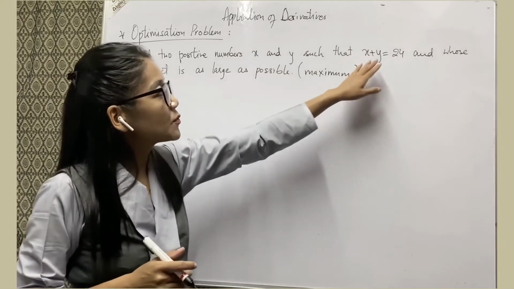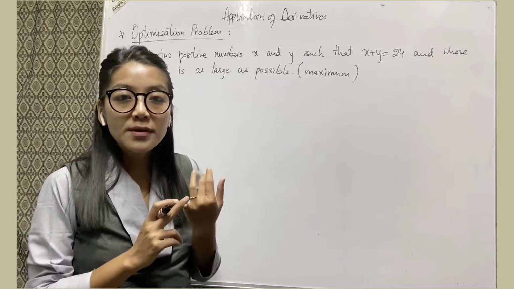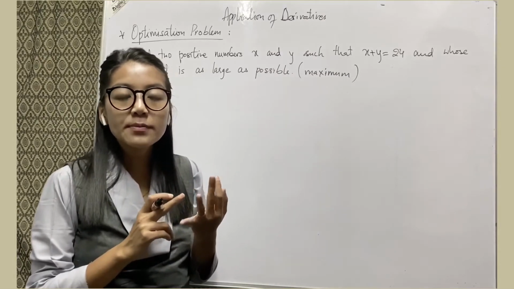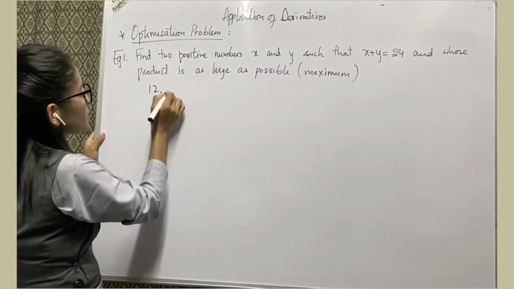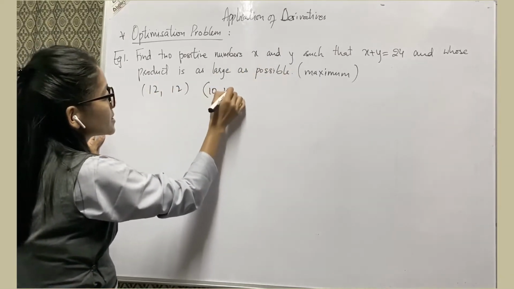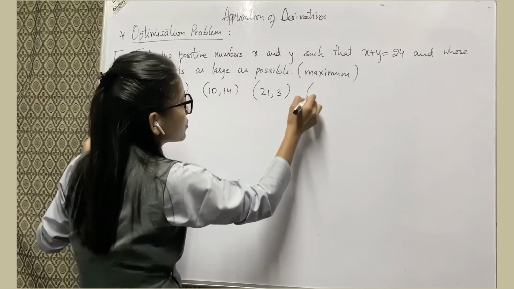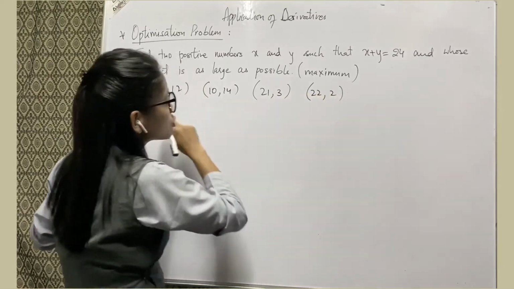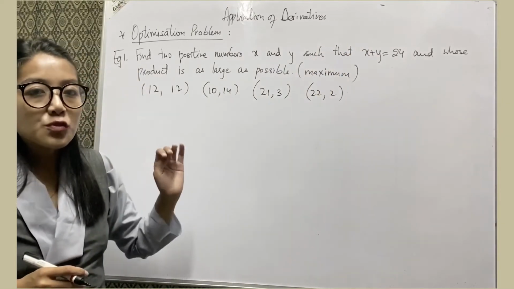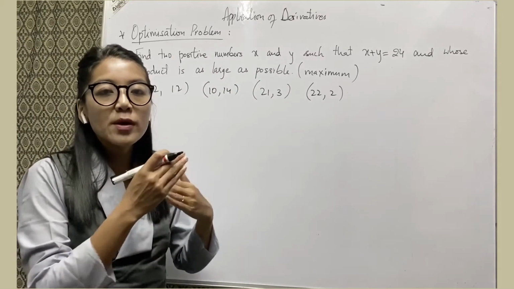Now when I say that the sum of two numbers is 24, you will get so many such pairs. You can take 12 and 12, right? 12 plus 12 is 24. Also you can take 10 and 14. Also you can take 21 and 3, or 22 and 2. All these are pairs whose sum is 24, right? But you are asked to find that particular pair for which the product is maximum, which means we are maximizing the product.